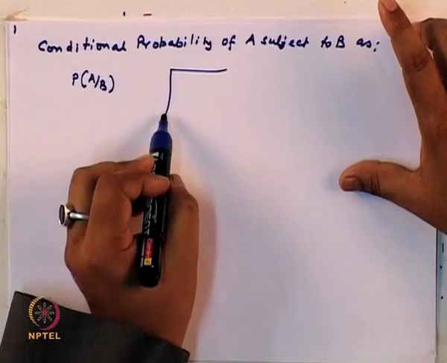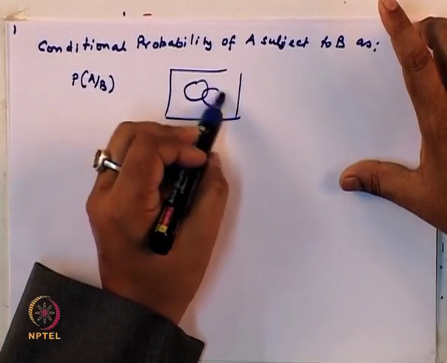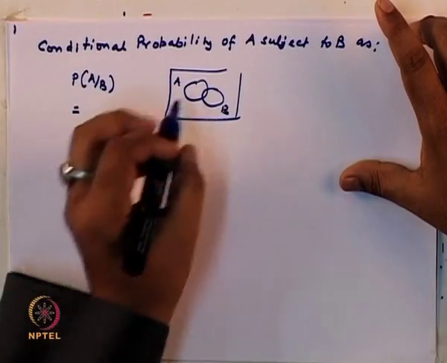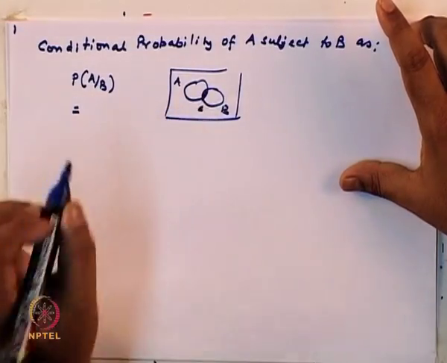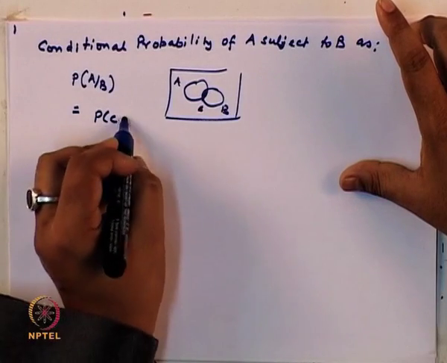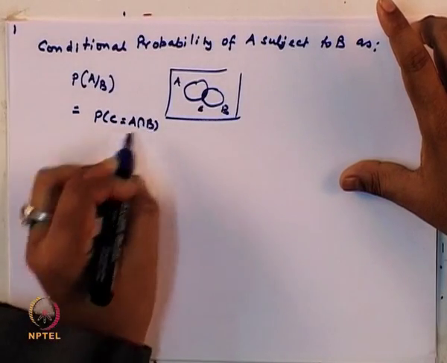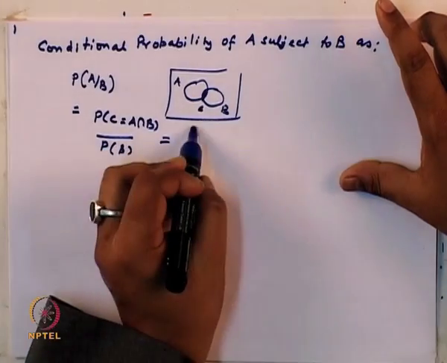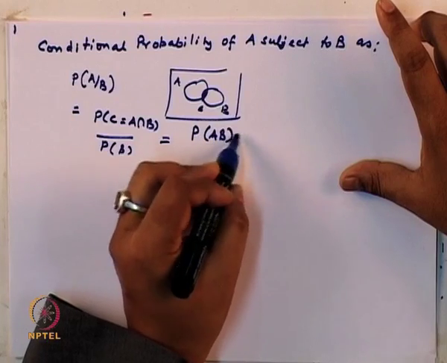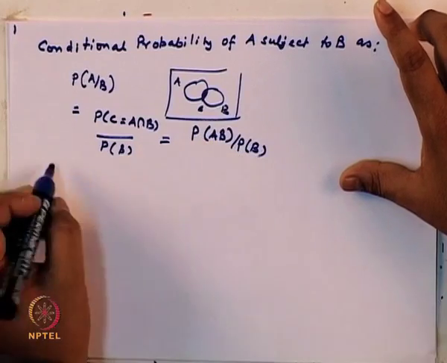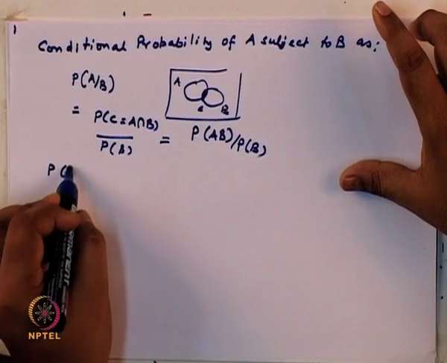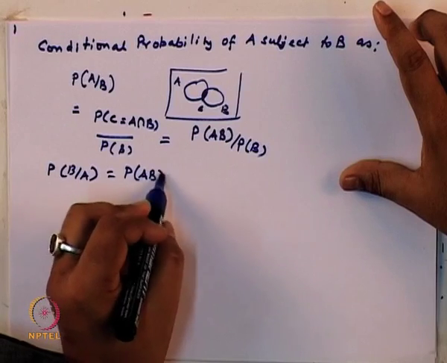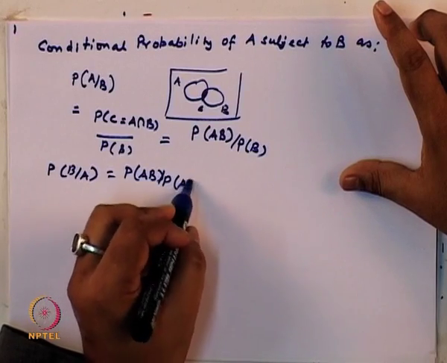And what we had found is that if you have two events A and B like this, P of A given B is basically the shaded zone, that is, say C, probability of C, which is equal to A intersection B by probability of B. Okay. So, this is probability of A B by probability of B. Similarly, you can have probability of B given A as probability of A B by probability of A.